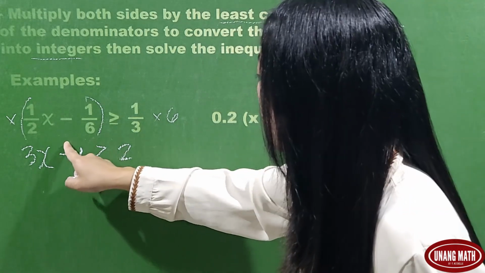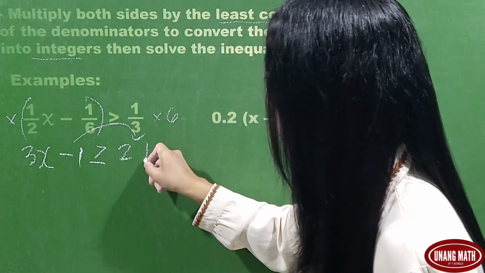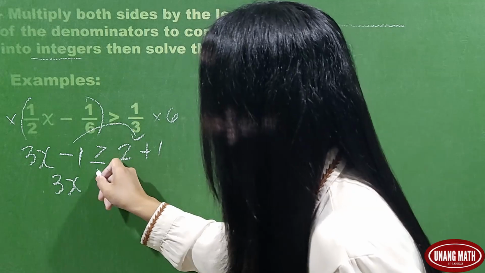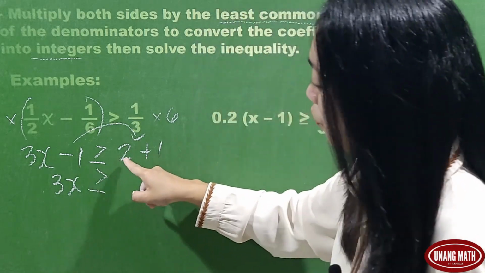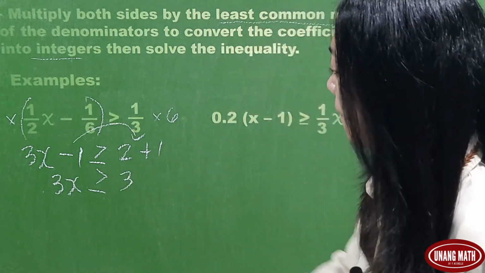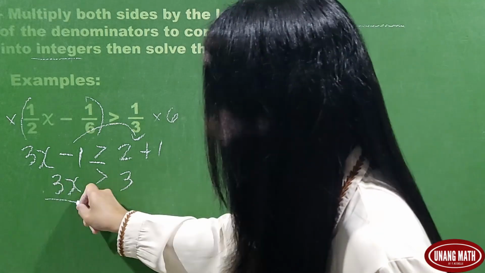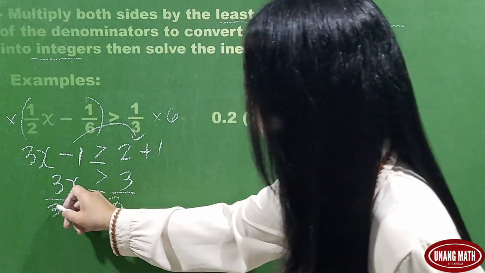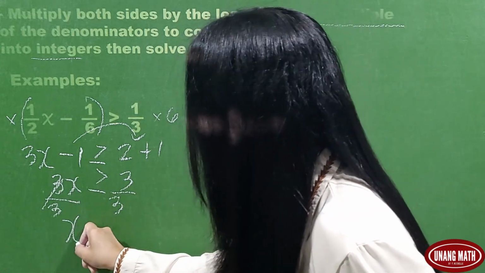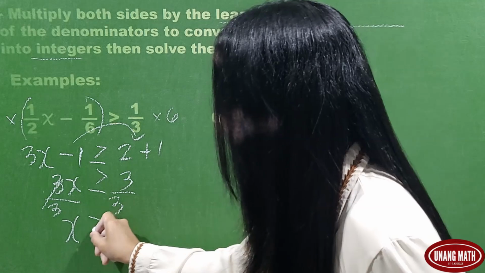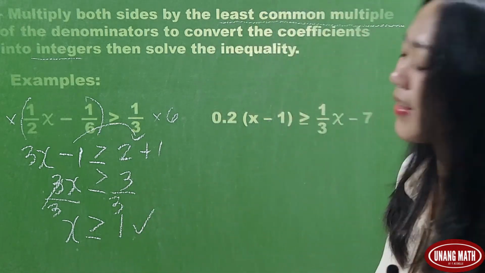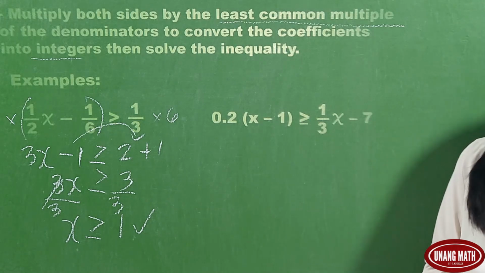Move negative 1 to this side. This now becomes plus 1. So we only have 3x on this side. This is greater than or equal to 2 plus 1, which is 3. And to find the value of x, we will be dividing both sides of this inequality by 3. Simplify. x now must be greater than or equal to 1 to make this inequality true.